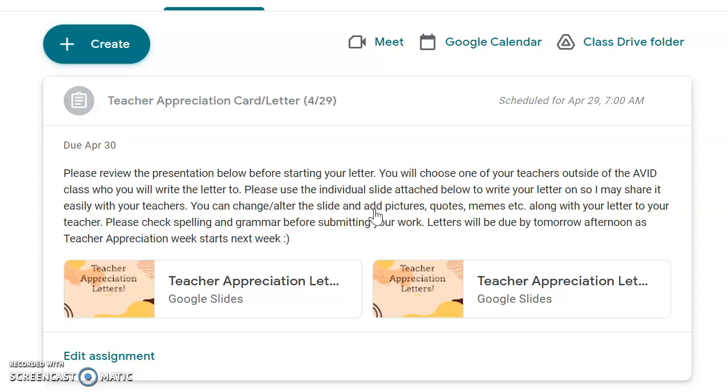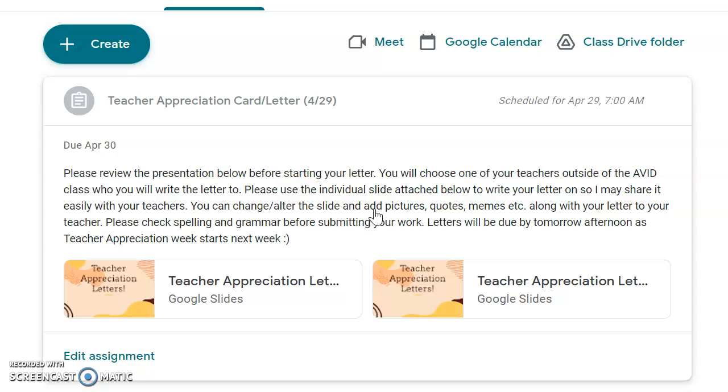It is Teacher Appreciation Week next week, May 4th to May 7th. And so what I want us to do for our AVID class is to really have each student go through and write their own individual thank you letter or teacher appreciation letter or card to their teacher.